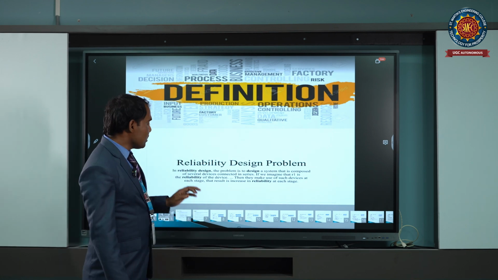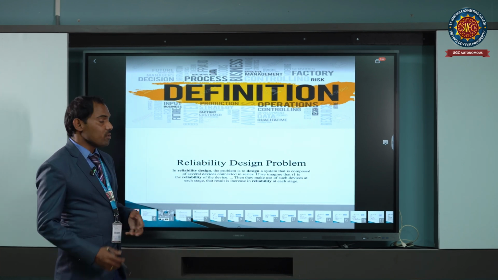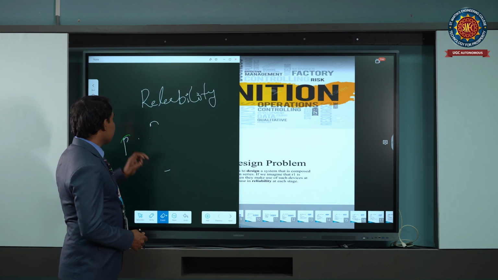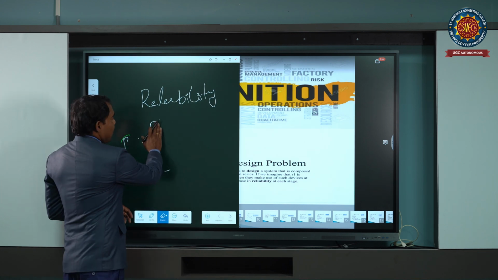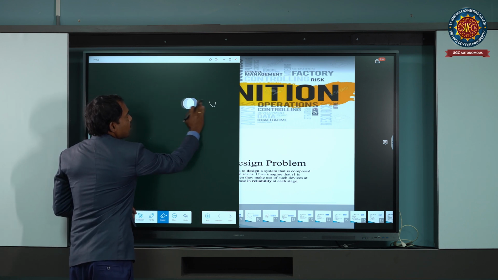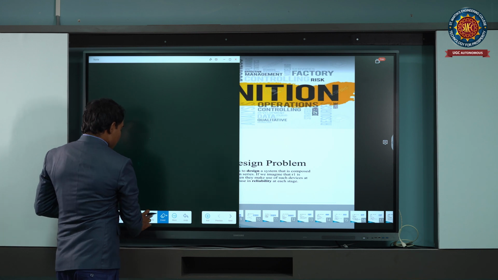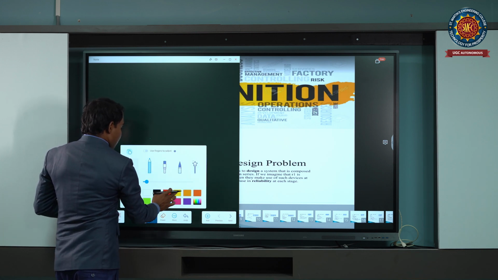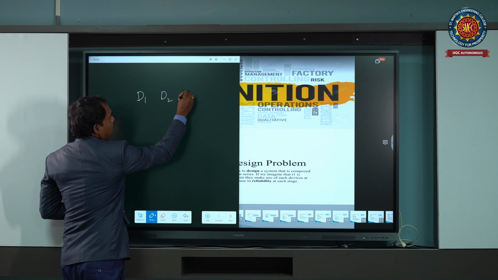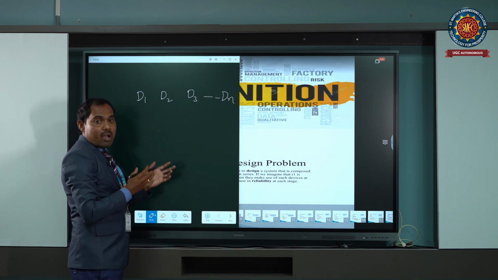What is the definition of the reliability design problem? The problem is to design a system that is composed of several devices connected in series. We can use notes to understand it easily. Suppose the devices are D1, D2, D3, up to Dn, and here we have the devices.